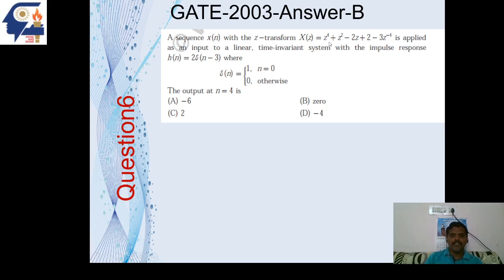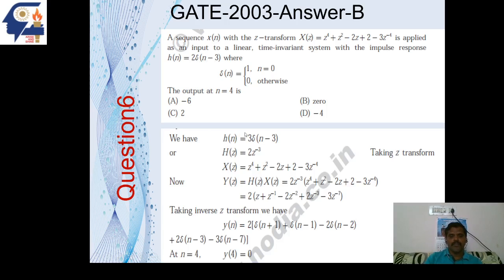So in general, for a system with impulse response h of n and input x of n, y of n equals x of n convolved with h of n. But x of n is given in the Z domain, so take the Z transform on both sides, then Y of z equals X of z into H of z. If I apply the Z transform for this one, it is 2 into z power minus 3. Now see, take the Z transform of h of n, 2 into z power minus 3. They gave H of z and X of z in the Z domain, so Y of z equals H of z into X of z. That is just a multiplication, sending this one inside. Now this is Y of z.